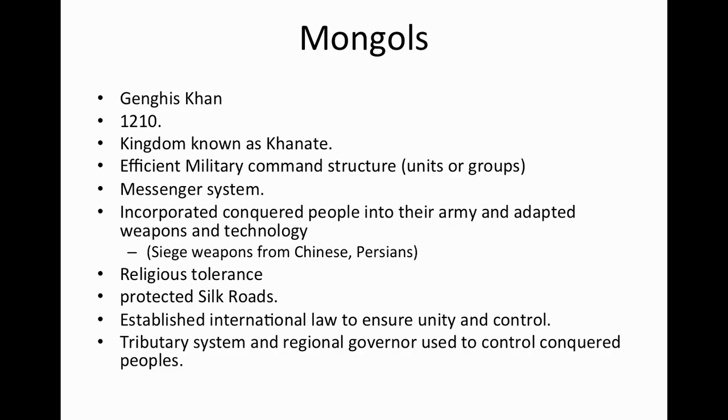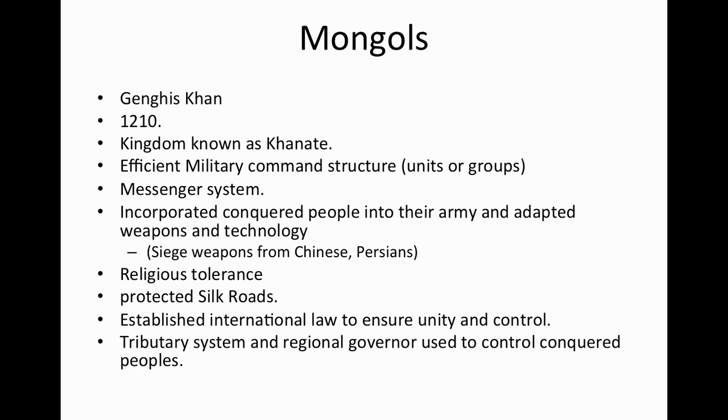All right, the Mongols, right? Genghis Khan, 1210. They come in and they pretty much take over the Eastern world, right? Almost Europe. The kingdom would be known as a Khanate, right? Though the grandsons or the leaders that would take over from Genghis Khan were Khans, or Khanates.